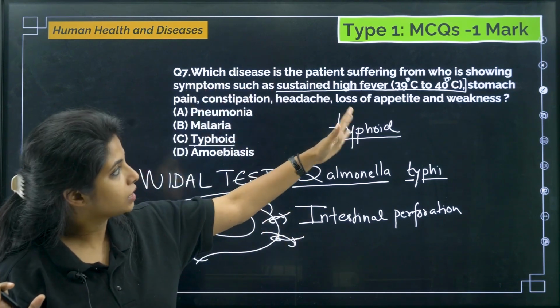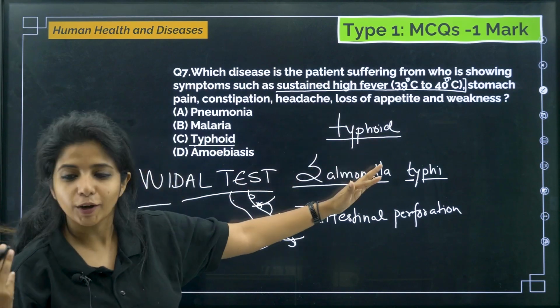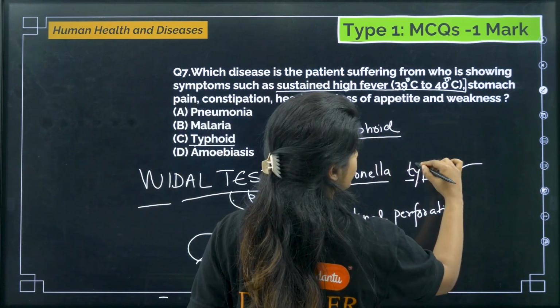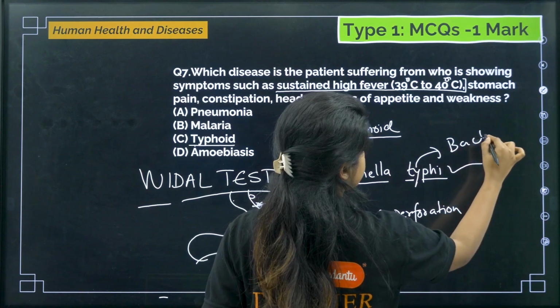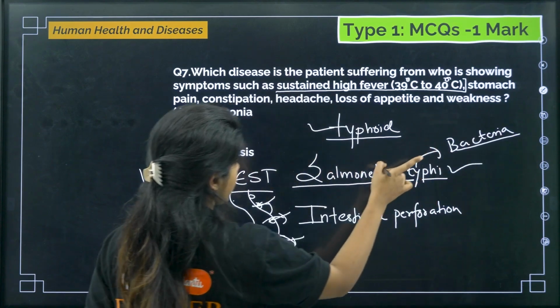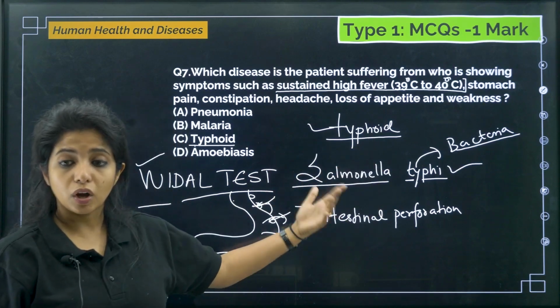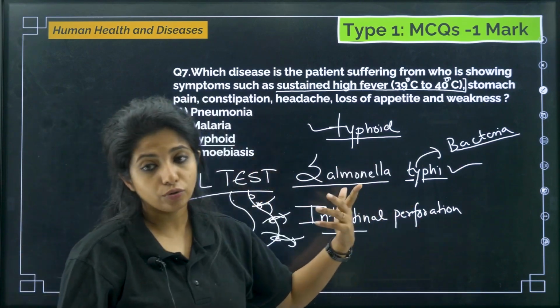So in this case, we have studied everything about typhoid. Typhoid is the one that is caused by Salmonella typhi. What is Salmonella typhi? It's a bacteria, my dear children. There's a diagnostic tool to test this. This is Vidal test, okay. And these are the symptoms. If it goes out of hand, you get intestinal perforation and you get killed also.